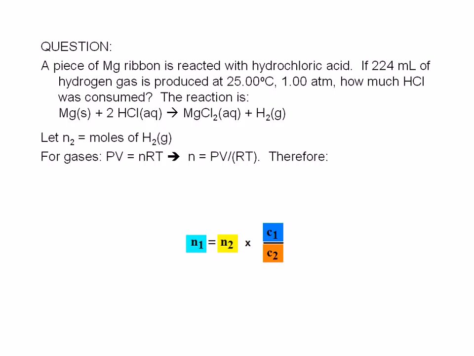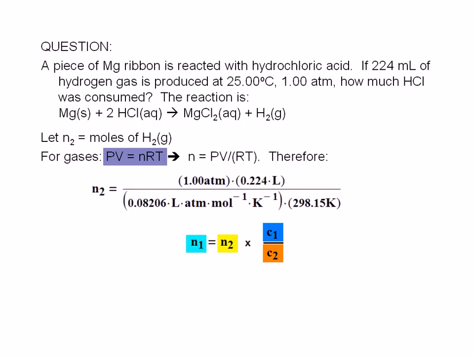We assume that the gas is behaving ideally and use the ideal gas equation to solve for the moles of hydrogen. The number of moles of hydrogen, N2, is equal to the pressure times the volume divided by the gas constant R and the absolute temperature T. The pressure is 1.00 atmospheres. The volume is 0.224 liters. Note that it is given as 224 milliliters in the problem.